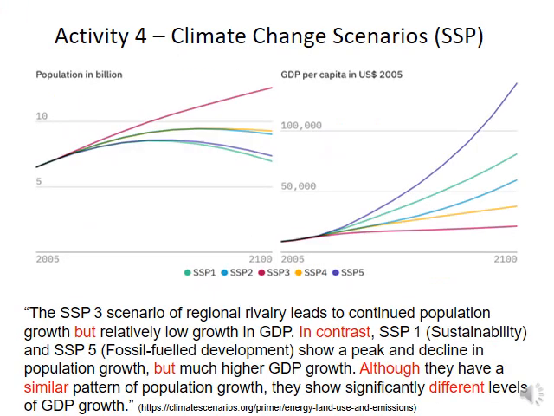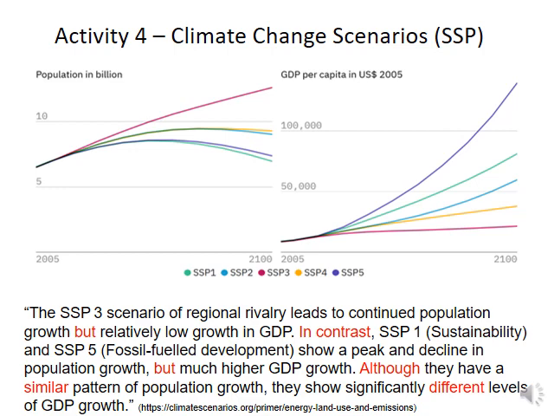Okay, still on the topic of climate change, I'm sure you're aware there are many different scenarios, kemungkinan, possibilities in the future about what the Earth will be like under different warming. And so here we have 5 different climate change scenarios. And then there was a summary statement. And it read like this. The SSP3 scenario of regional rivalry leads to continued population growth, but relatively low growth in GDP.